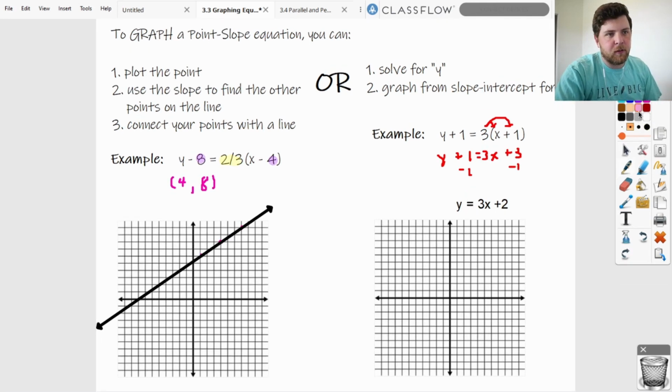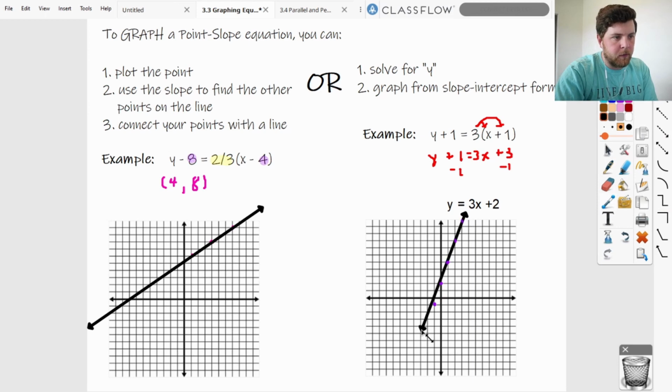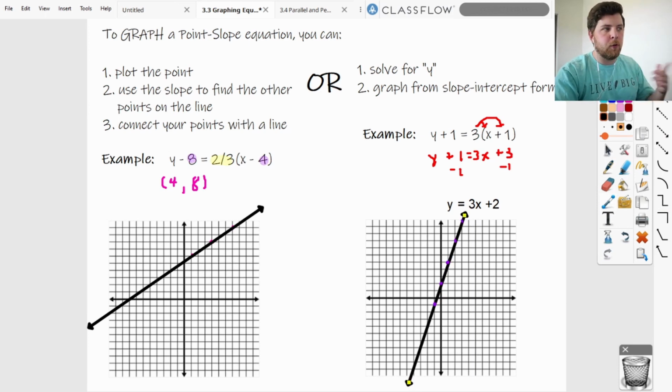And then just like the one from before, you have your y-intercept, so we go to plus 2. Put that there. My slope is 3, so I can go up 3 over 1, up 3 over 1, up 3 over 1, or down 3 to the left 1. And then we can connect our points and be good to go. So 2 different ways to graph point slope.